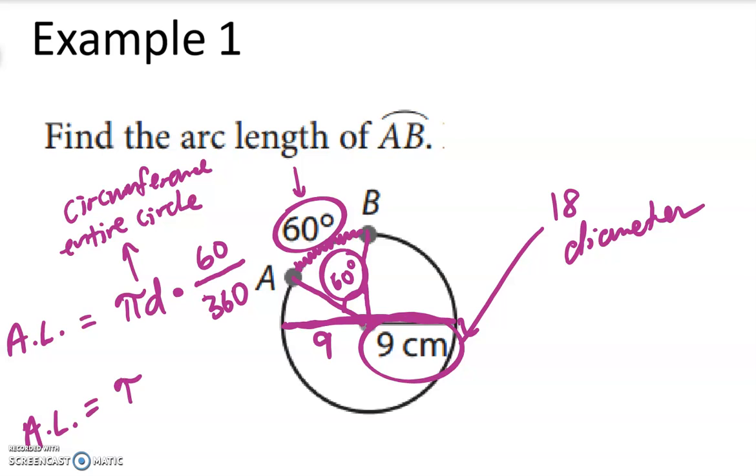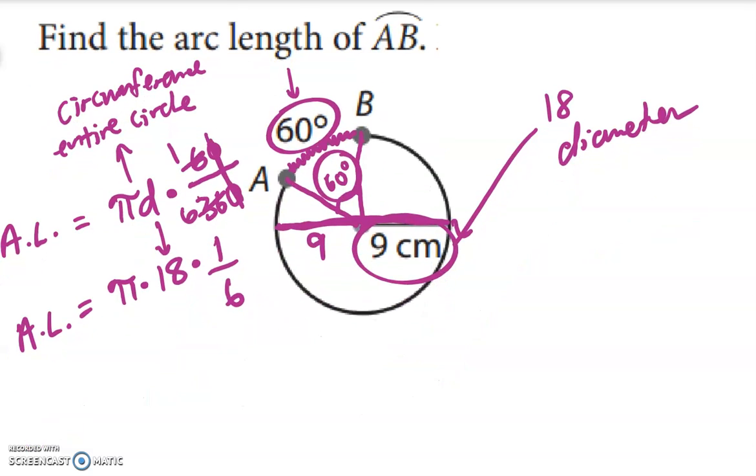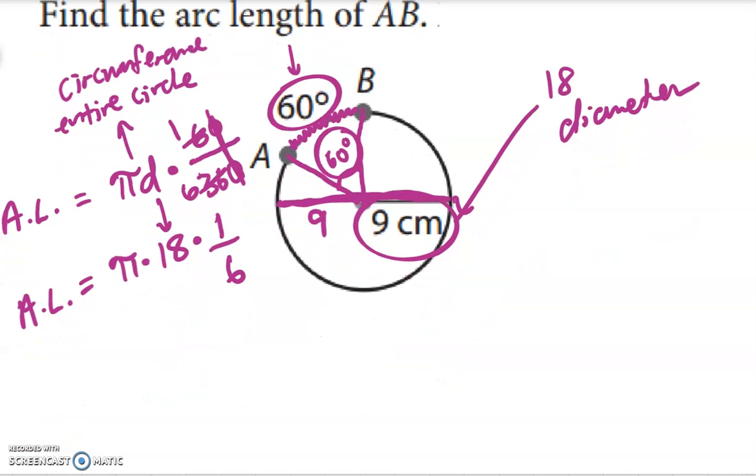So we're going to say pi times 18, since 18 is the diameter, times 60 over 360. I can already cancel these zeros out. Anytime both numbers end in 0, I can just cancel that out. And then both of these numbers are divisible by 6. 6 divided by 6 is 1. 36 divided by 6 is 6. So this is times 1 over 6. We've already simplified it quite a bit.